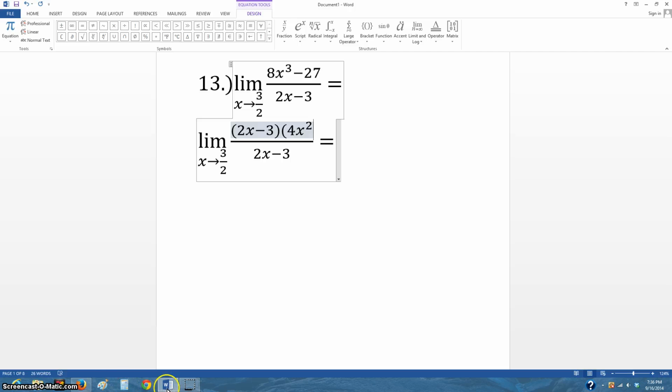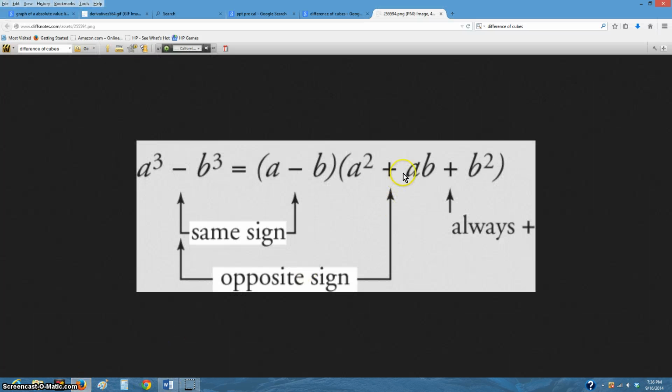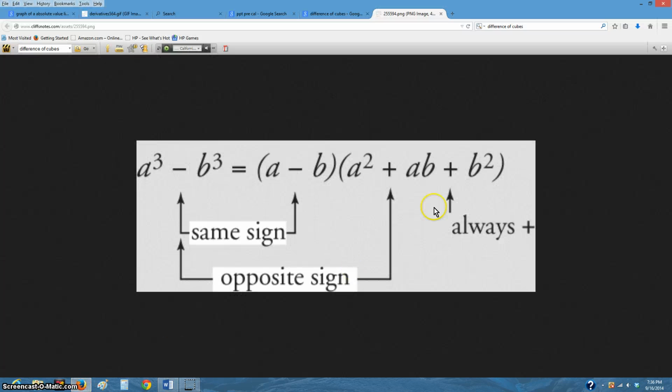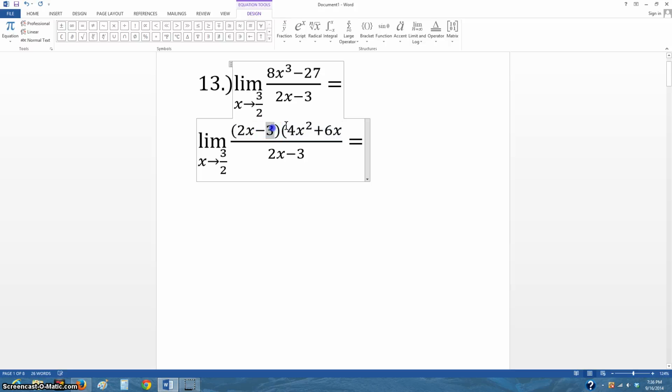The next part says AB, so I have to multiply just A and B together. Here is A, 2x, here is B, 3. What's 2x times 3? 6x. And then the last part says to square B. Well, here is B, it's 3 squared, and you get 9.